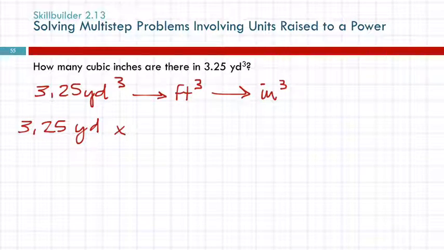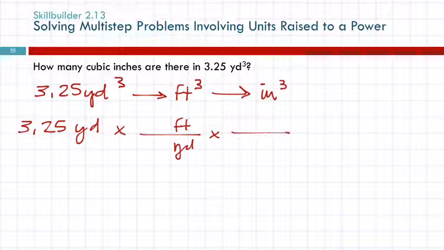yards, and that would be feet over yards, and inches over feet. So I'm following that same pattern, yard, feet, inches, put the yard down here, put the foot down there, and stick the numbers in. 12 inches is 1 foot, 3 feet is 1 yard.